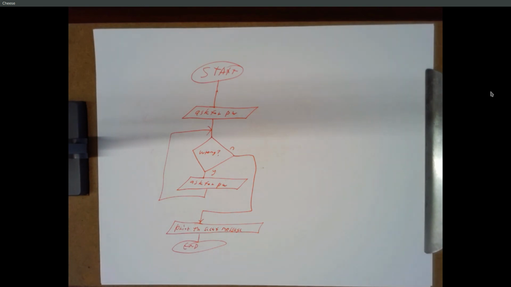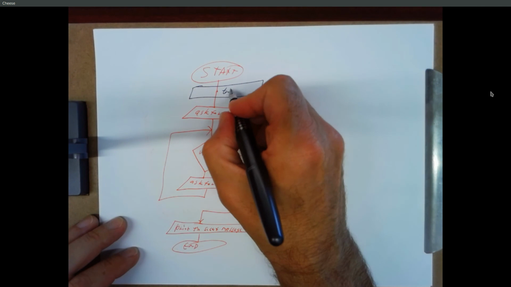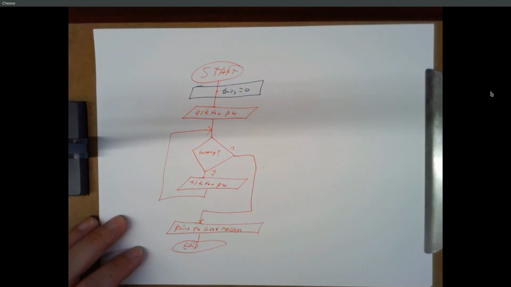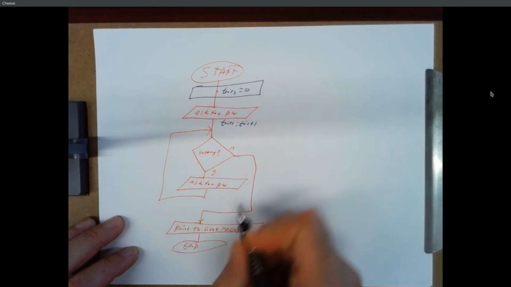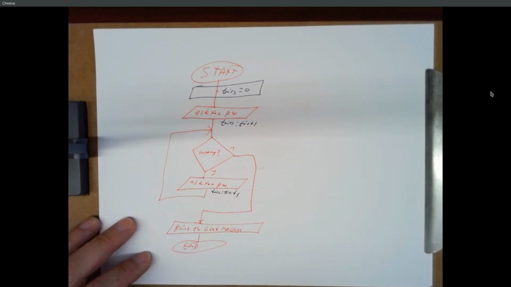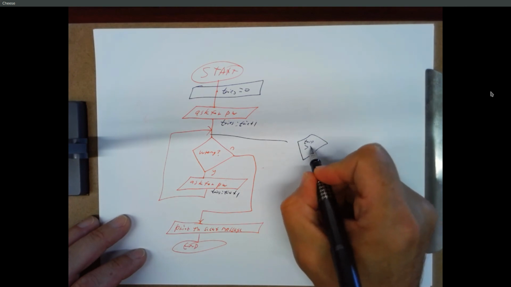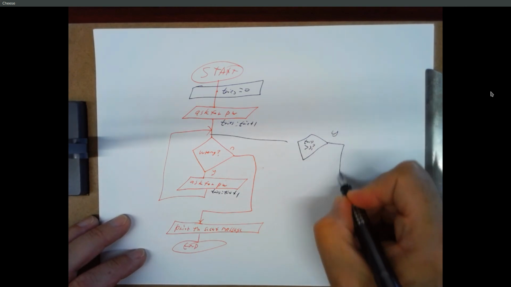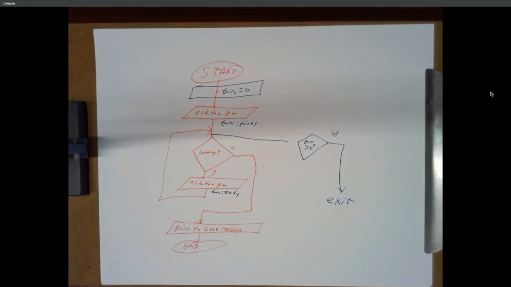So now we could keep track of how many times they've done this. So we could have something like tries equals 0. And when we ask for the password, tries equals tries plus 1. And then in here we could say, is tries bigger than 3? And if it is, then print a message saying they've tried too many times and exit.